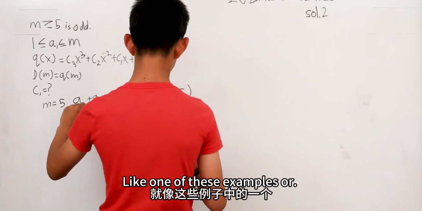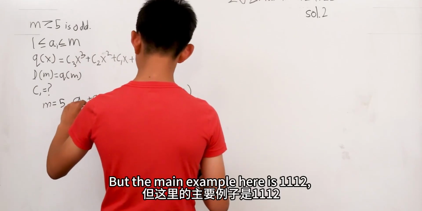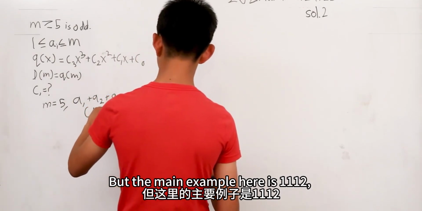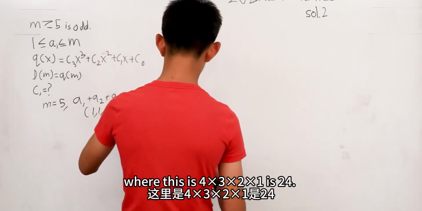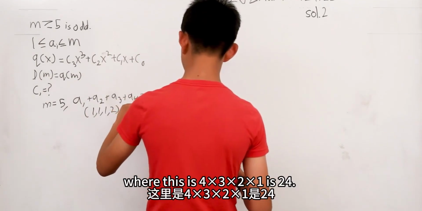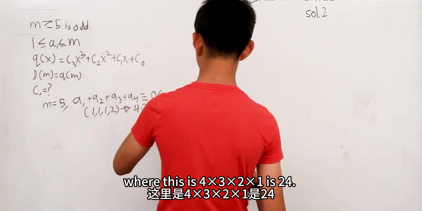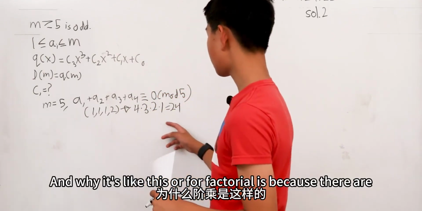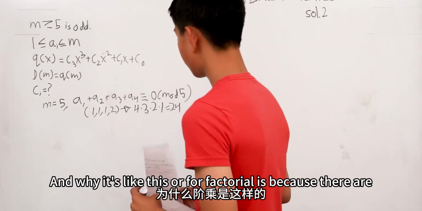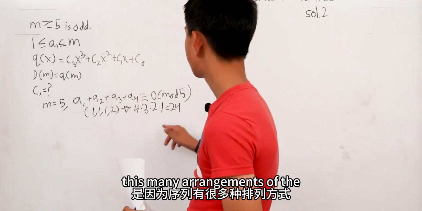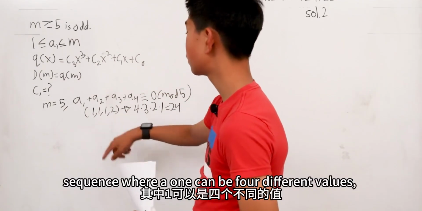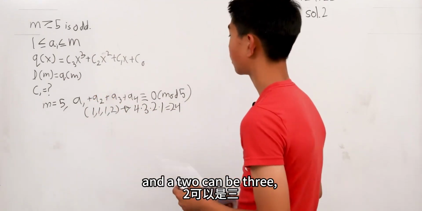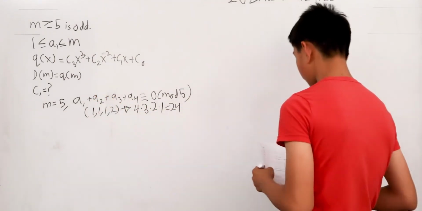One of these examples, the main example here, is 1, 1, 1, 2, where this is 4 times 3 times 2 times 1, which is 24. And the reason it's like this, or 4 factorial, is because there are this many arrangements of the sequence, where a1 can be 4 different values and a2 can be 3, and vice versa, like that.